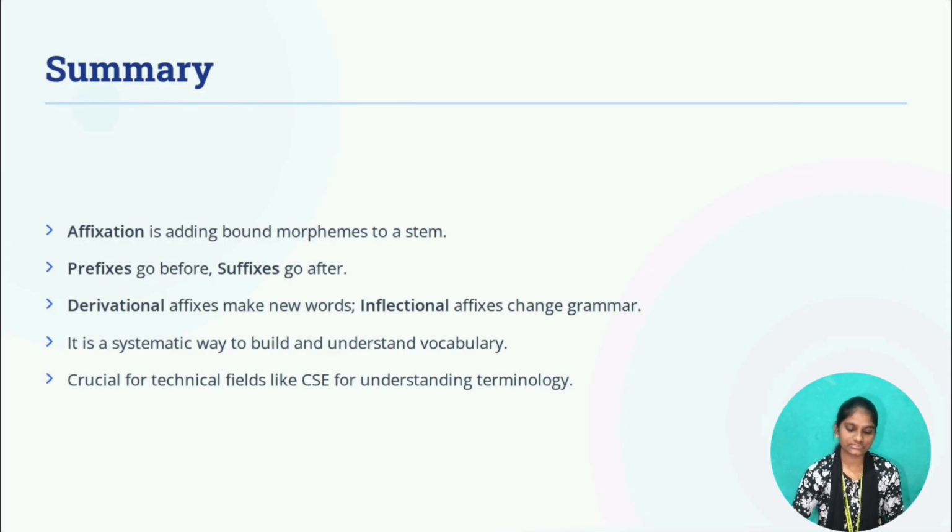Summary. Affixation is adding bound morphemes to a stem. Prefixes go before, suffixes go after. That means prefixes are added to the front of the word and suffixes are added to the end of the word. Derivational affixes make new words. Inflectional affixes change grammar. It is a systematic way to build and understand vocabulary, crucial for technical fields like CSE for understanding terminology.